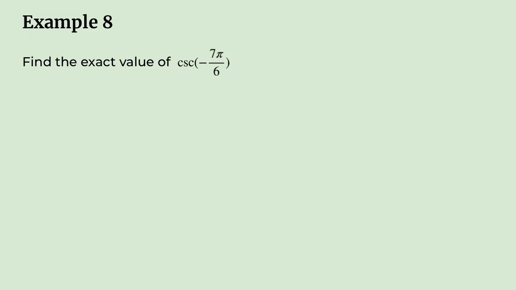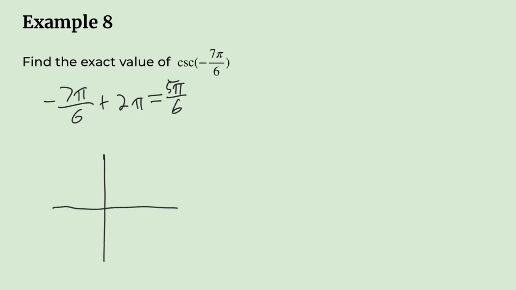Negative 7 pi over 6. So we want our angles to be positive. The first thing we're going to do is take that negative 7 pi over 6 and add 2 pi to it to put it into a positive value. So that would be 5 pi over 6. And then remember, this is pi, 0 or 2 pi, which means this is pi over 2. 5 pi over 6 is bigger than pi over 2, but less than pi. So we are here.